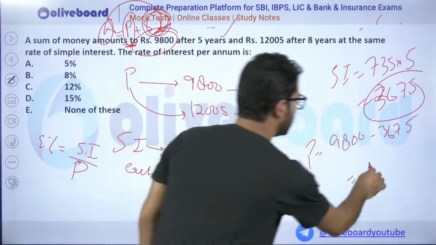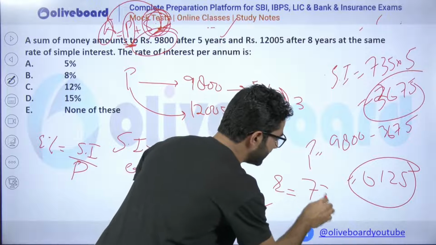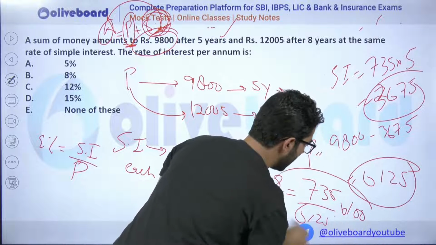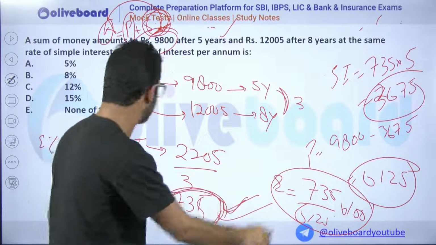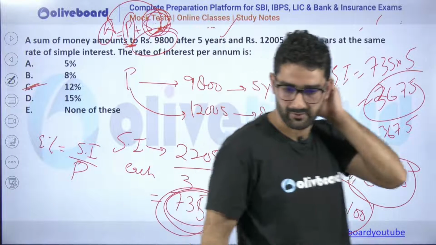Yes, that is 6125. So we have to calculate the rate, sir. It is 735 divided by 6125 multiplied with 100. And if you solve this question, if you reduce this, you will get 12%. 12% will be the answer.